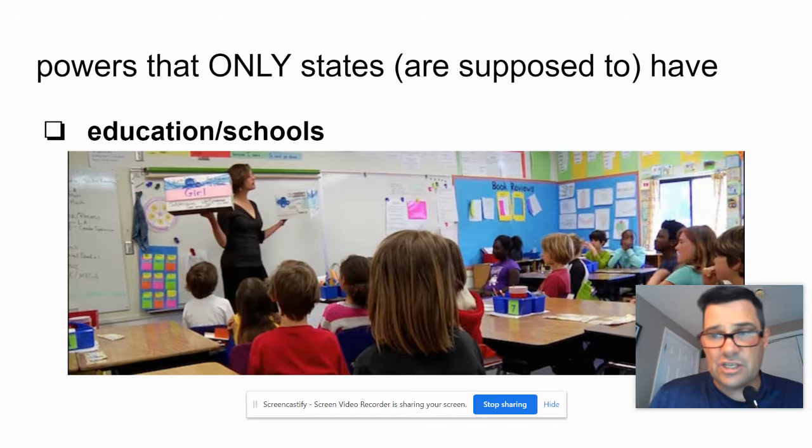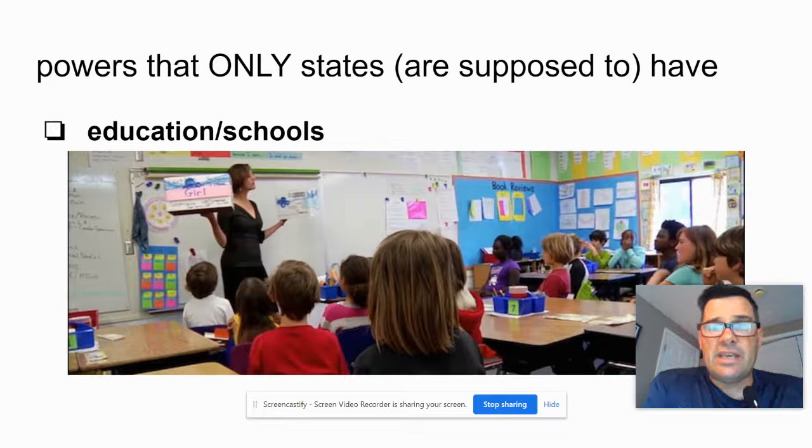So education in schools is not mentioned in the Constitution. Therefore, the federal government is supposed to have no role. But they do have a role. And they have a Department of Education at the national level now. Since the presidency of Jimmy Carter in the late 70s, there's been a Department of Education.